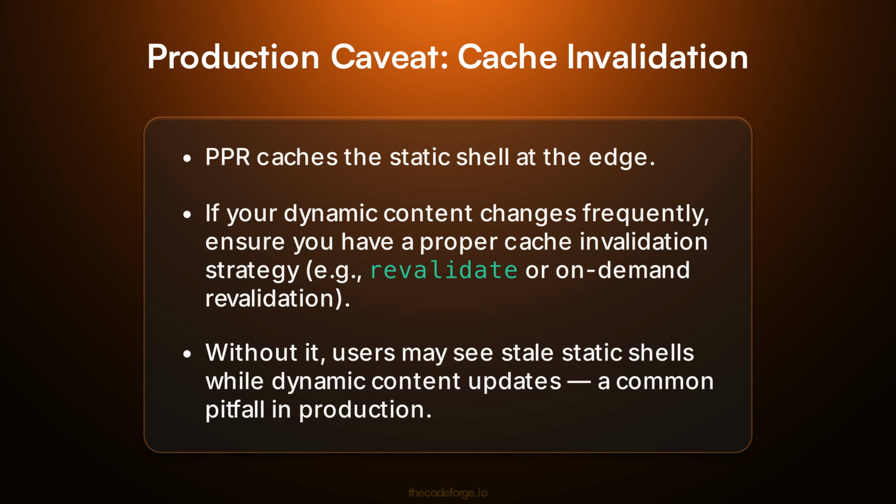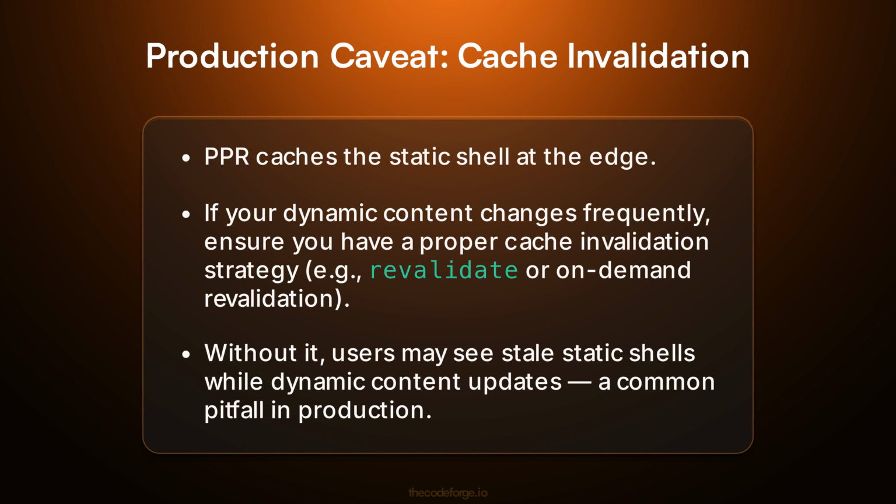If your dynamic content changes frequently, ensure you have a proper cache invalidation strategy, e.g., revalidate or on-demand revalidation. Without it, users may see stale static shells while dynamic content updates, a common pitfall in production.